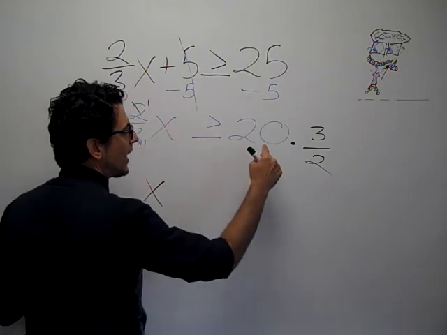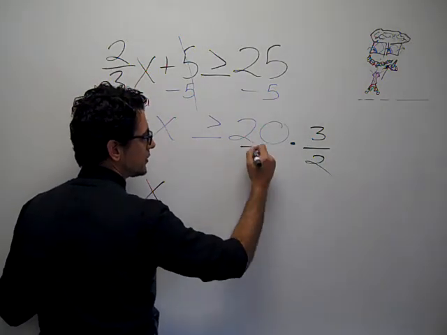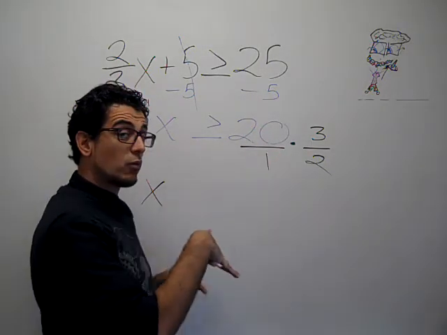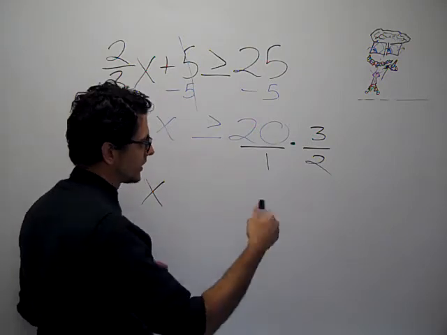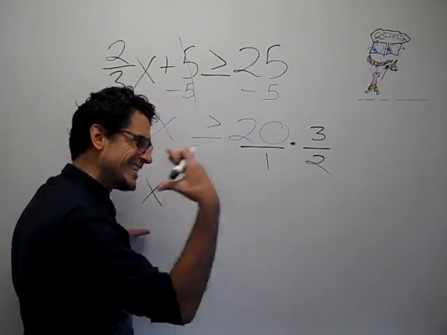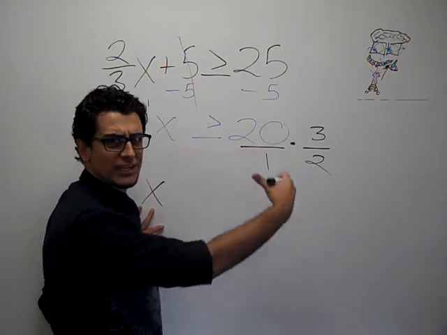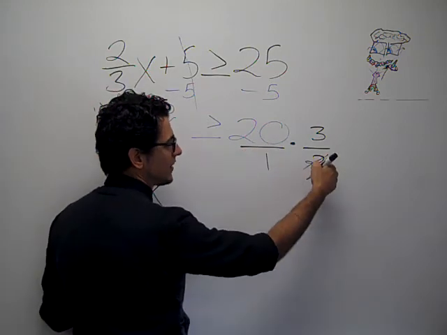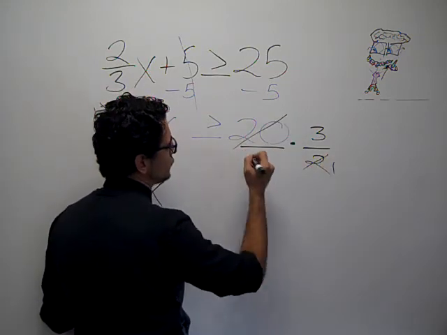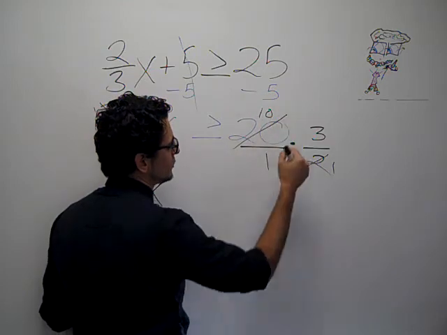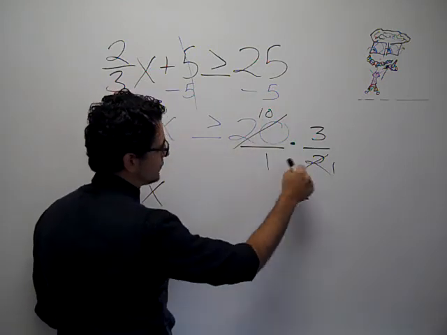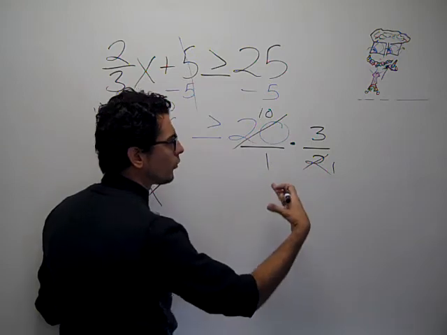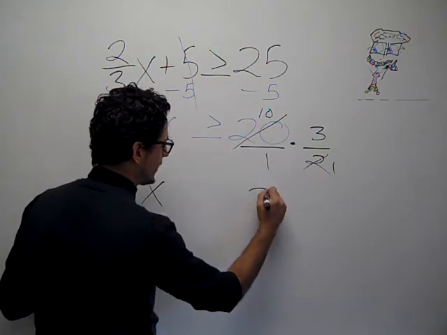Now I have 20 times 3/2. I'm going to put 20 over 1, so I can do this like fractions. Then, can I cross-cancel anything? Yes. What can I cross-cancel? 20 and 2. How many 2's are in 2? 1 of them. How many 2's are in 20? 10 of them. What is 10 times 3? It's 30. What's 1 times 1? It's 1. So I get 30 over 1, which reduces just to 30.